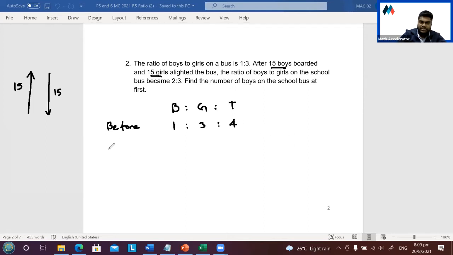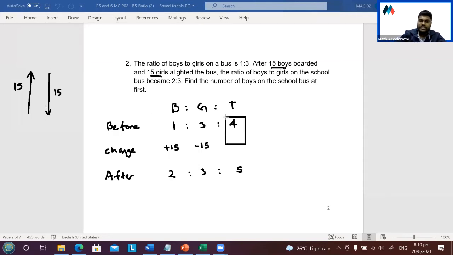Okay, now write down change. So after 15 boys boarded, so boarded means they took the bus, and 15 girls alighted, so they left the bus. This is the change. So what happens after? After it became 2:3. Okay, so write down the total here, 5. So from this, the total has to be the same.